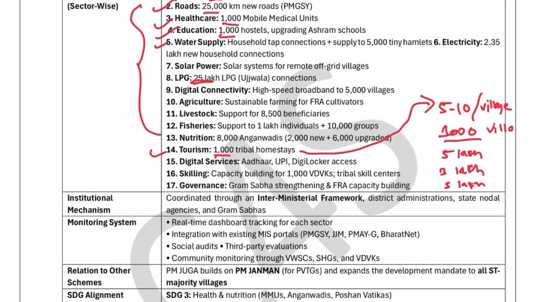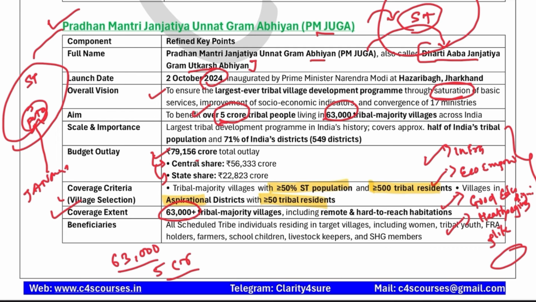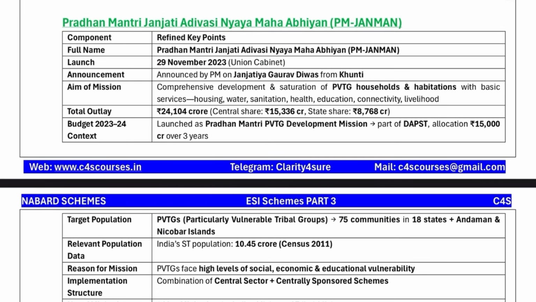Then there are also forest right holders, FRA. For FRA we are targeting around 22 lakh FRA patta holders. So that's it for Dharti Aba. Remember the outlay, this criteria, and the 5 crore and the 63,000. So let's cover the next, the Pradhan Mantri Janjatiya Adivasi Nyay Maha Abhiyan, that is PM JANMAN. As I said, these are particularly for PVTGs.